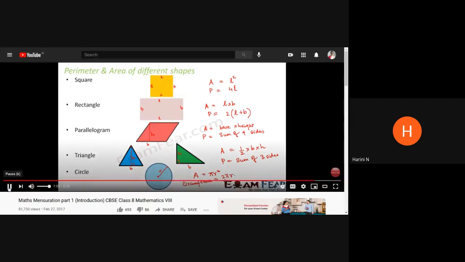So these are some of the shapes for which we have already learned about their perimeter and area, and how do we make use of them in our day-to-day life.